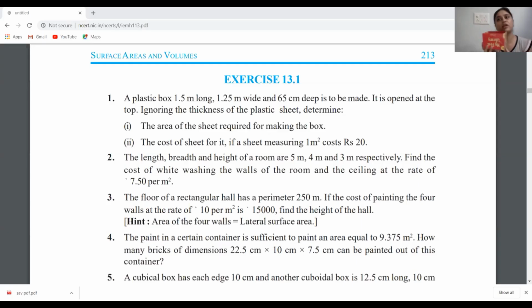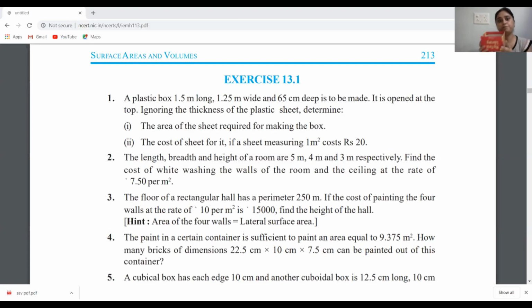In a cuboidal figure, in total we have 6 faces. But since the box is open, there is nothing at the top of the box. So what do we need to calculate? We need to calculate the area of 5 faces out of 6.